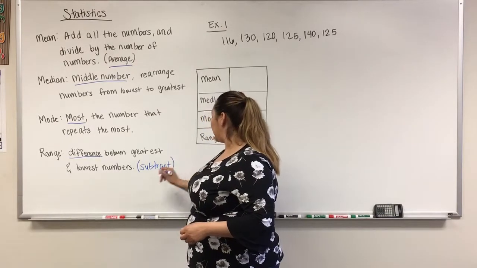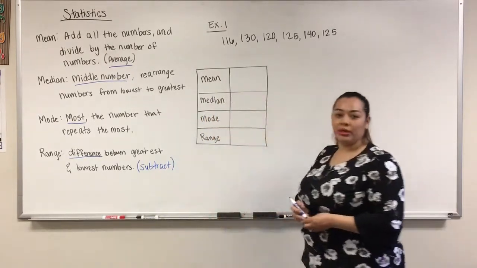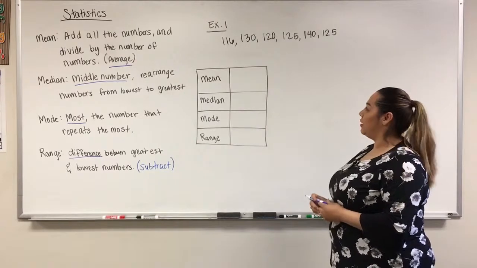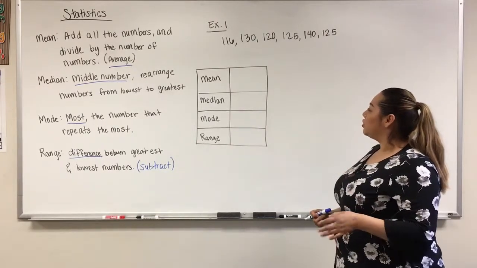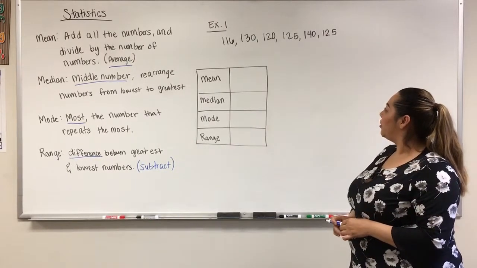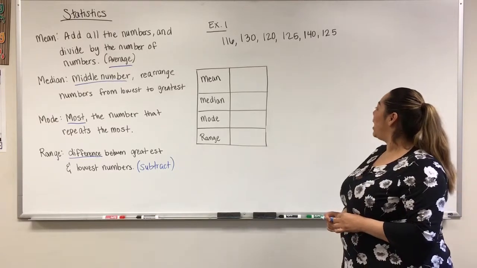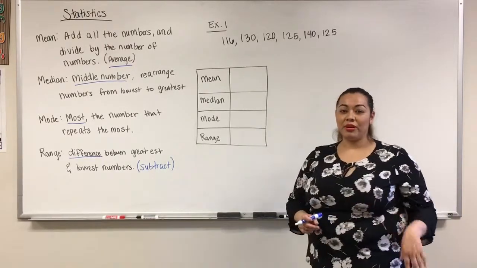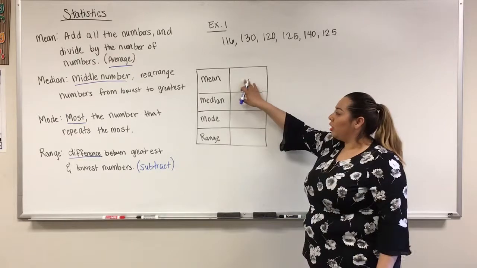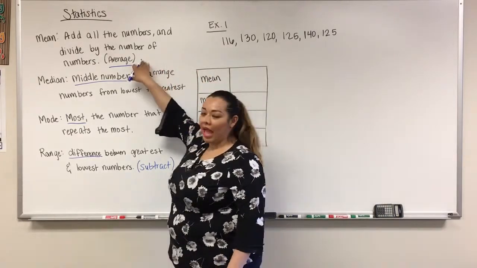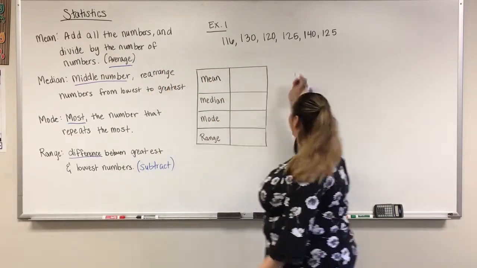Okay, so on example number 1, they gave us the data of different numbers. So we have 116, 130, 120, 125, 140, and 125. The first thing that we're going to figure out is our mean. Our mean, if we go back here, is our average. That means we're going to have to add them all up.